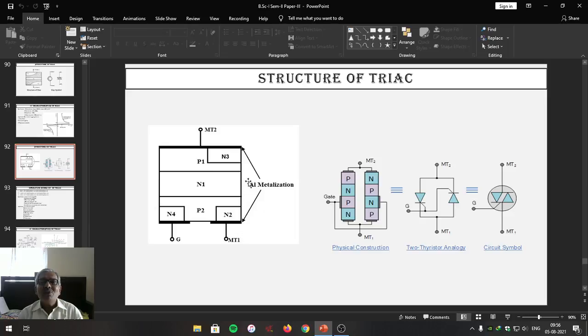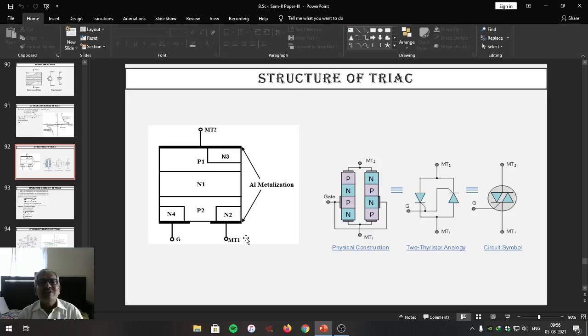Similarly, if you want to control the forward breakover voltage, you have to provide a supply for the gate. As you increase the gate current, naturally its firing angle reduces, conduction angle increases, and it will conduct more current through MT2. This is the one situation in which the triac will work.